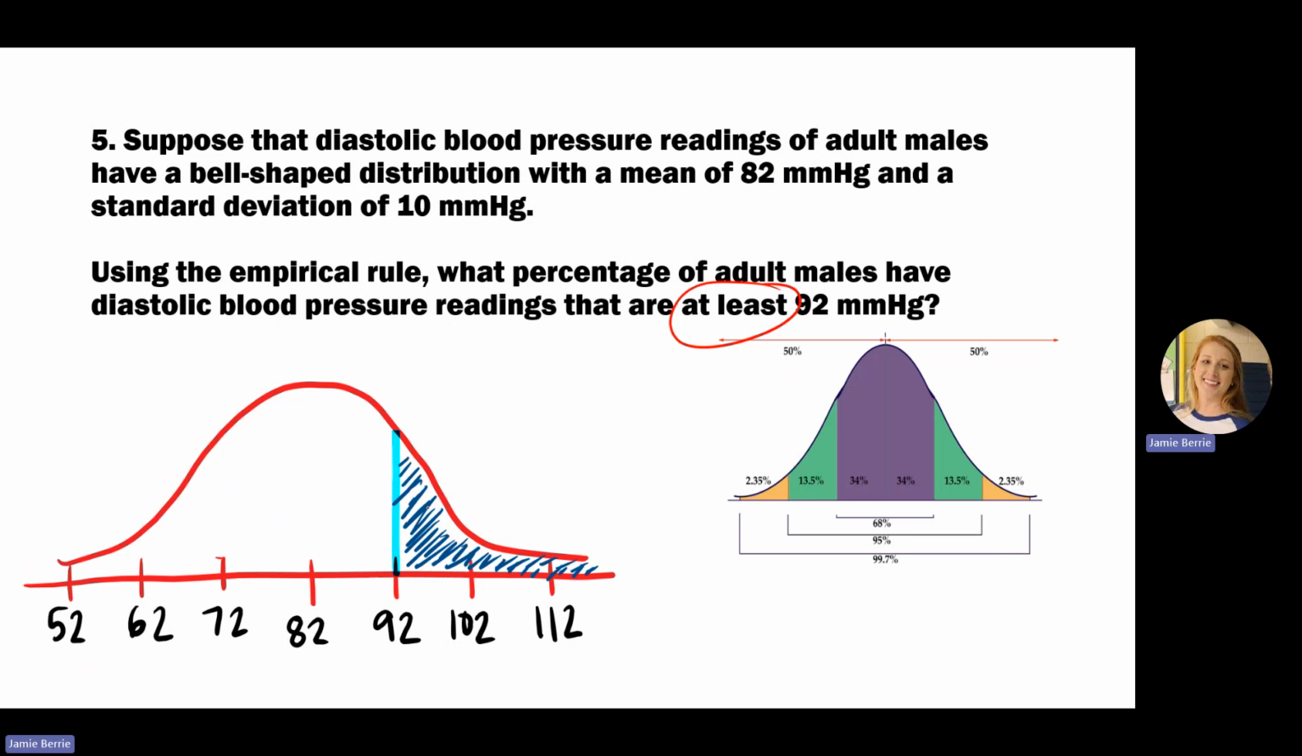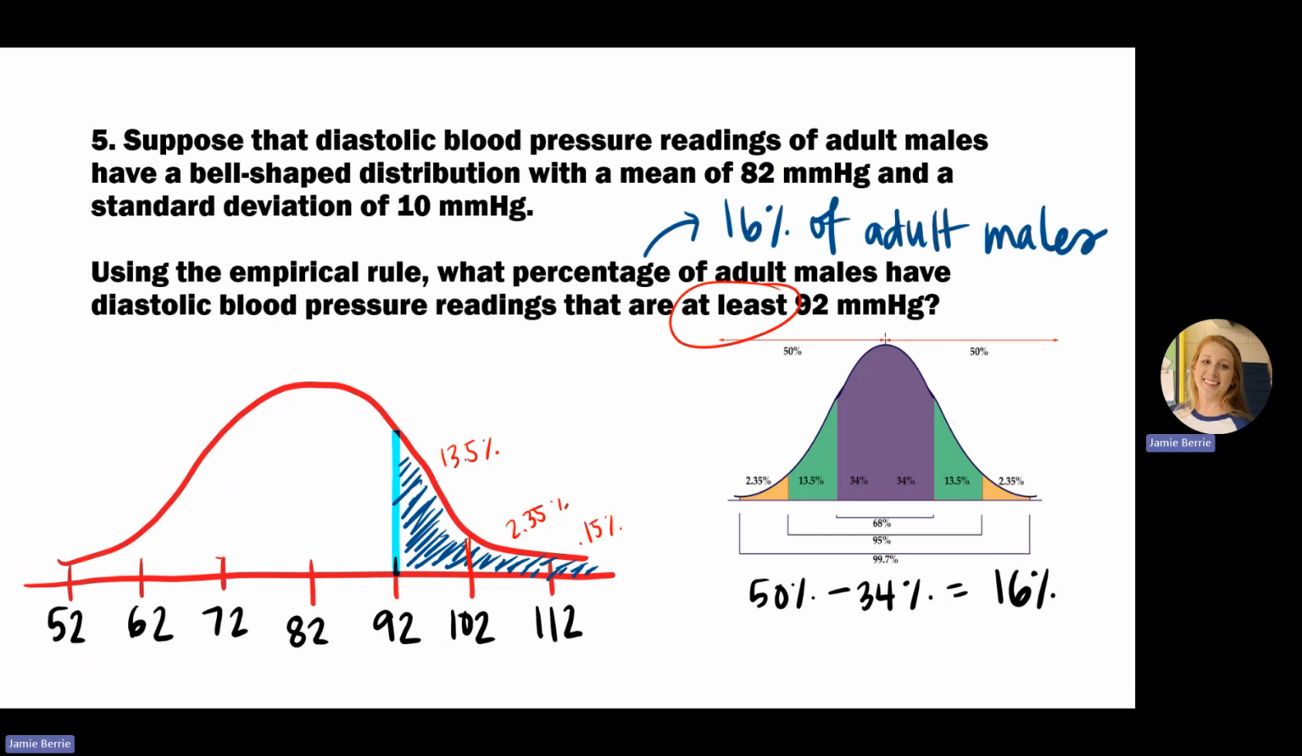You can approach it either way. This chunk here is one standard deviation over, so that first chunk is 13.5%, then the next one is 2.35, then the last one is 0.15. Then you can add those up. The other approach is to say that's really just 50% minus that first little purple chunk, which would be 16%. You'll get the same thing if you add these up: 13.5 plus 2.35 plus 0.15 also gives you 16. So approximately 16% of adult males have diastolic blood pressure readings that are at least 92 millimeters of mercury.